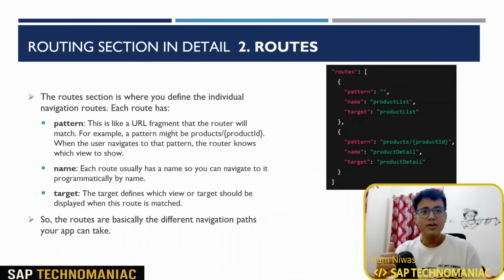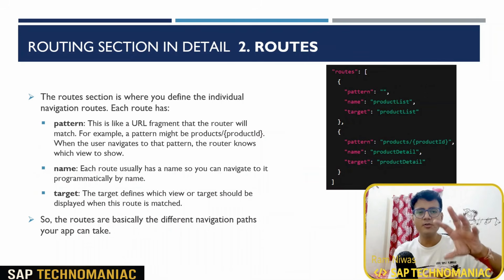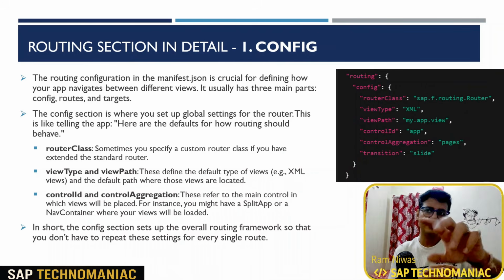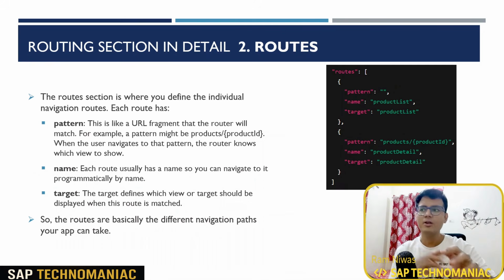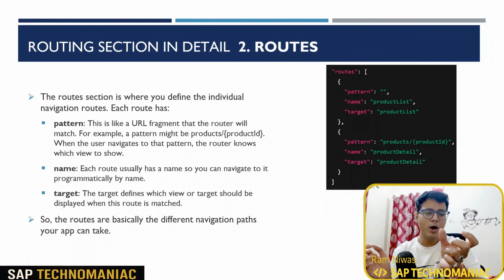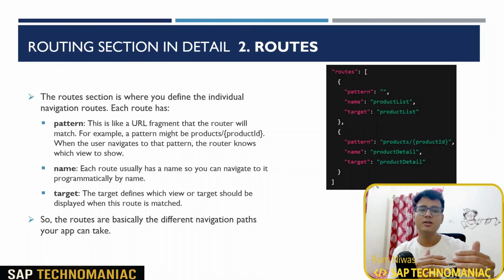So again, what are routes? Common settings we have defined in the config section, and the second section of routing is the routes, where we define the patterns. Patterns means whenever you move from one page to another page, there is a URL fragment. It will be added to that particular URL, so it will define where we are going. Based on the patterns, we will go from one page to another page. We will give this route a name, so you can easily access this particular route in your application program as well. And we will define the target for this particular route.